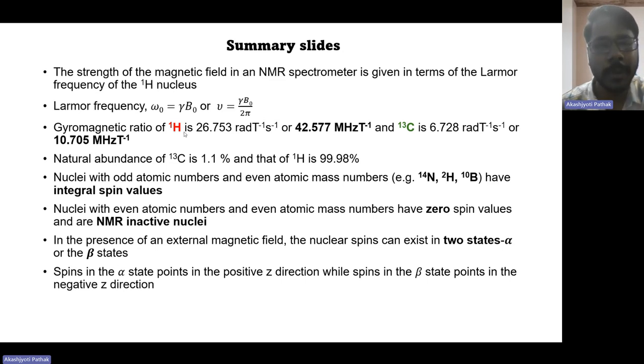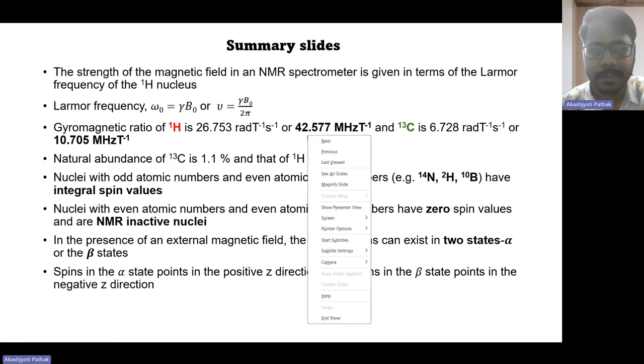So it is better if you remember the gyromagnetic ratio of proton and carbon-13 nuclei. The proton has a gyromagnetic ratio equal to 26.753 radian per Tesla per second. Or in terms of megahertz per Tesla, this is 42.57 megahertz per Tesla.